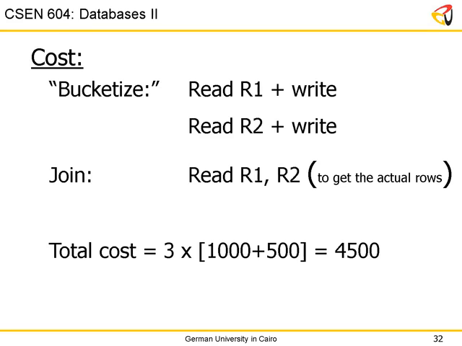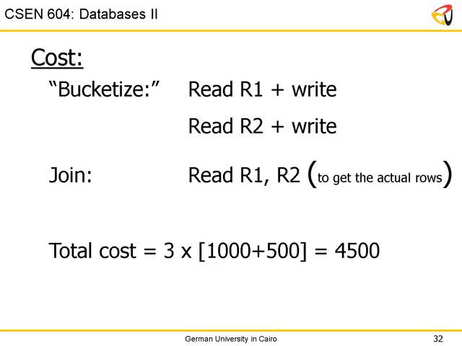So reading all of R1 is one type of I/O. Then writing all the buckets is another I/O. Then reading R1 again to get the actual row is another I/O. So we have 3 of them. Generally it's 3 multiplied by the sum of the sizes of the 2 relations. So the 3 is reading R1, writing the buckets, and reading R1 again to get the row.